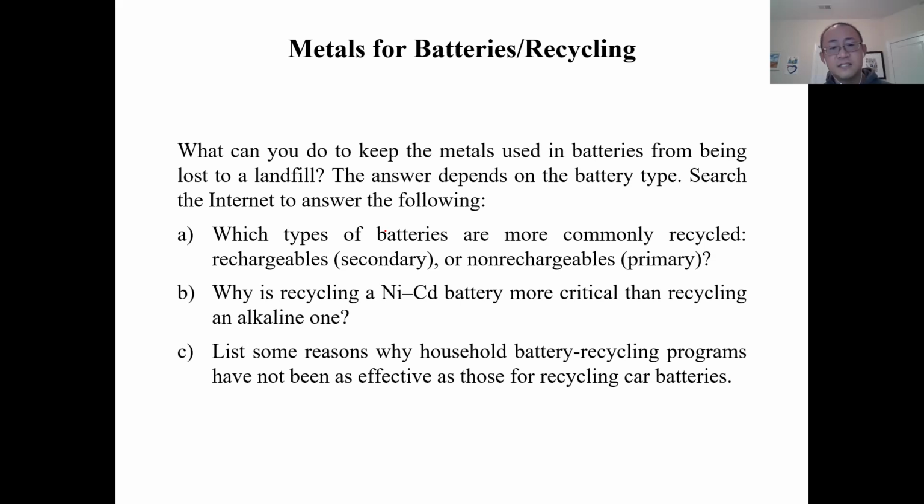And number three is, list some reasons why household battery recycling programs have not been as effective as those for recycling car batteries. You know, a lead acid battery from your car is recycled very well because what? Mostly because when you buy a new battery, the dealer or AutoZone, these stores will take the battery for you for recycling. You don't have to personally recycle those batteries because normally they will either trade in your battery or just keep your old battery unless you request it.